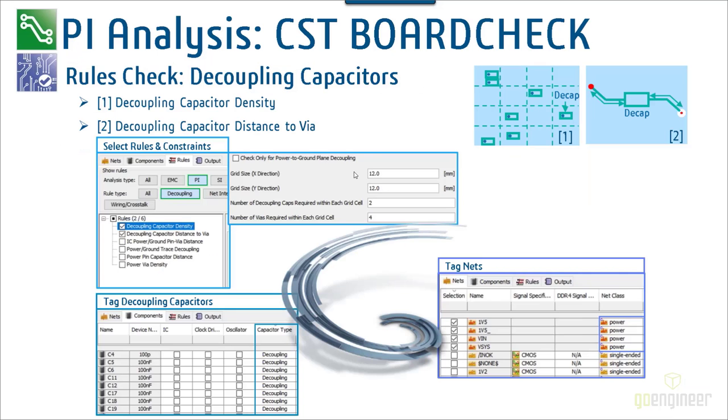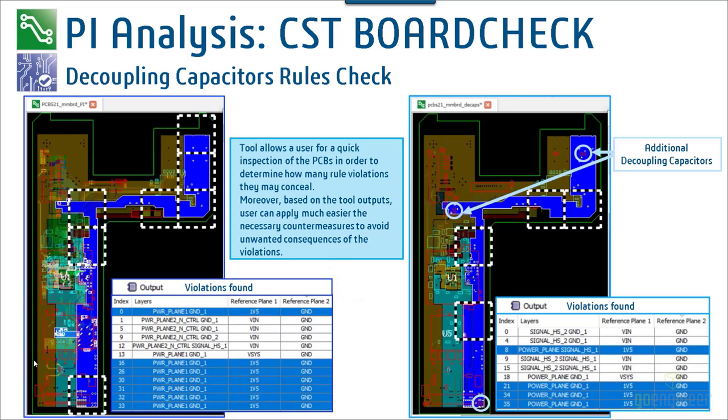Let's have a look now at the decoupling capacitor, where basically we check if you have enough decoupling capacitor from the power integrity point of view. And here I have an example where, for the first version of the PCB, the dotted square here is where we don't have enough decoupling capacitor. In fact, the rule checker is finding different violations. And if you add three decoupling capacitors at those positions where I have a circle, I obtain much fewer violations.